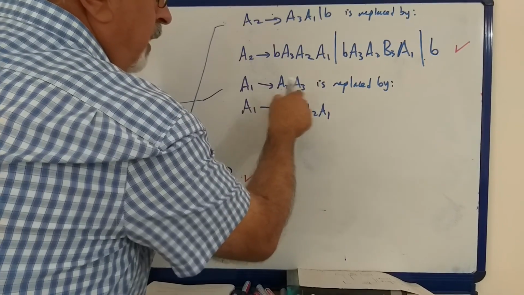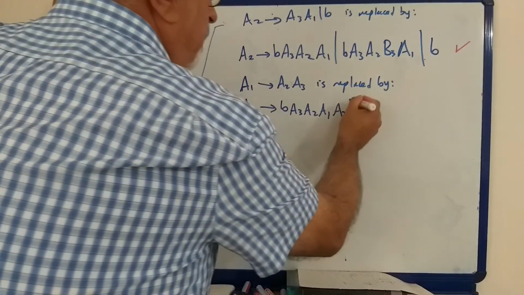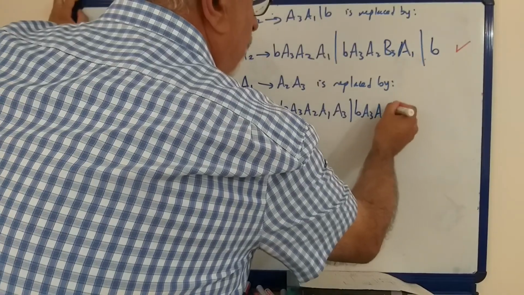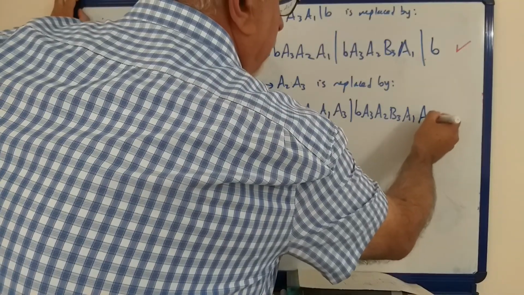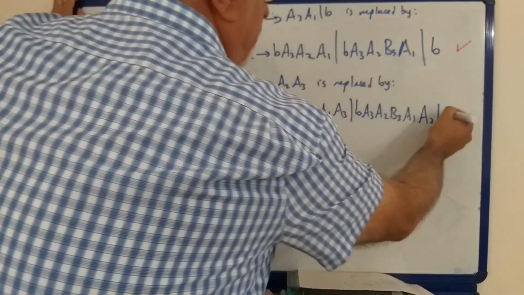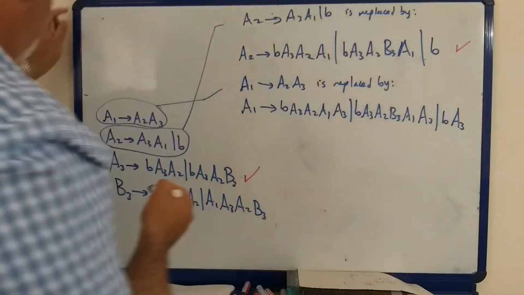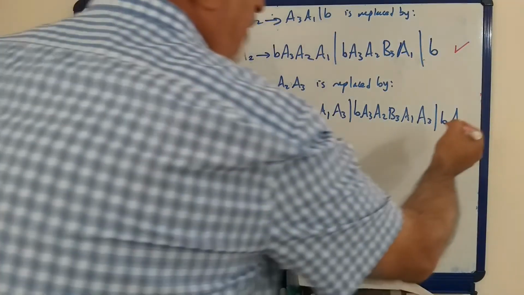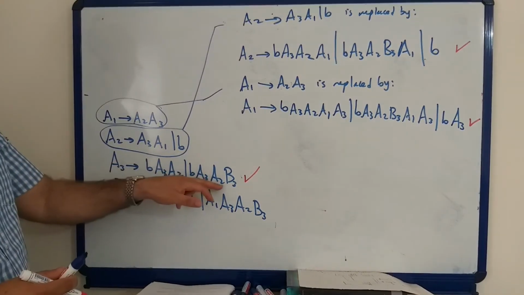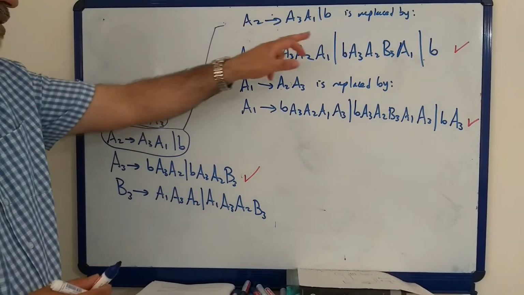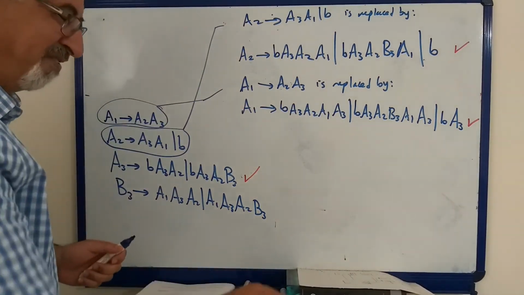And I have A3. Or I can put this instead of A2: B A3 A2 B3 A1 A3. Or I can put this B instead of A2, A3. Now A1 is also okay. So, A3 productions, okay. A2 productions, okay. A1 productions, okay. Now, who is left?